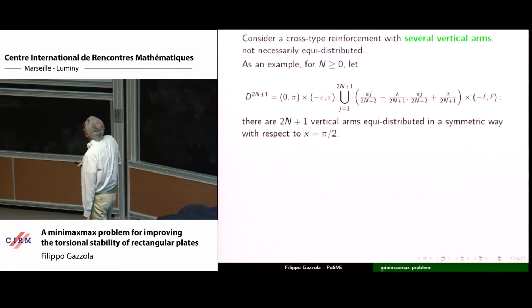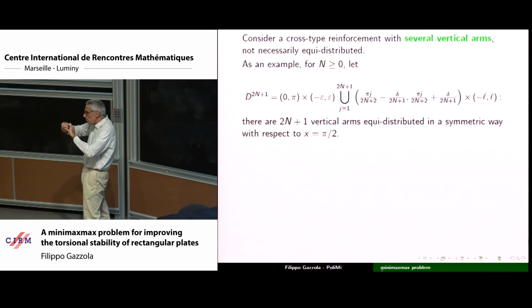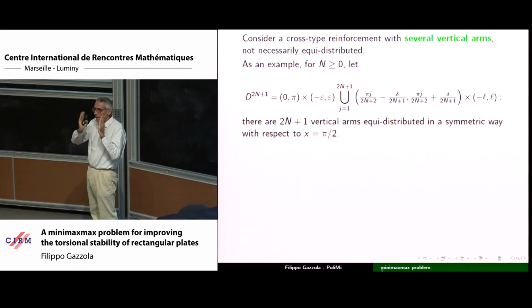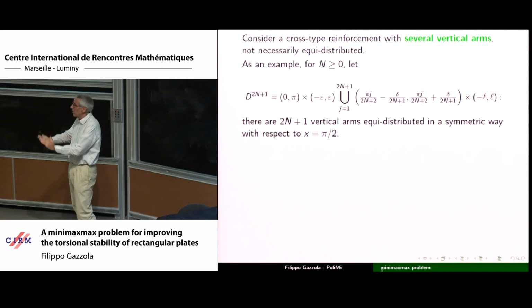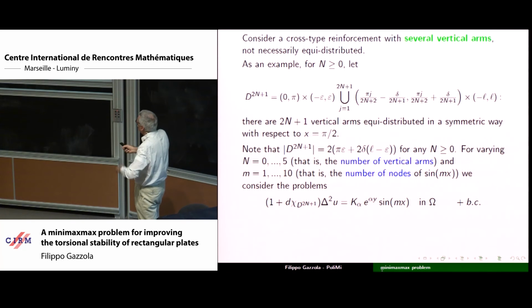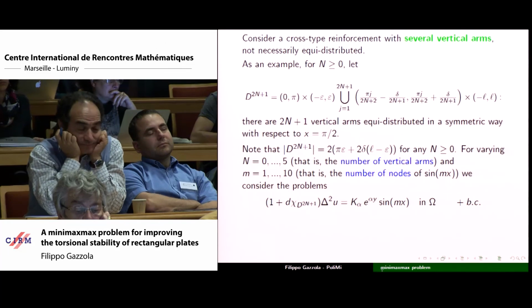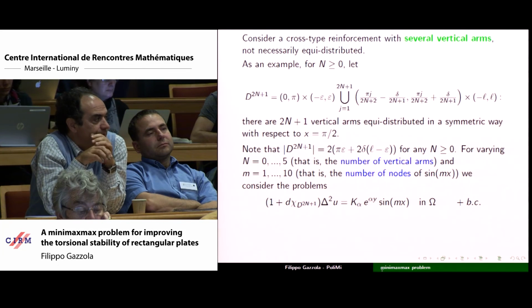What kind of G? Well, we took basically G equals sine nx. So again, looking like a trigonometric function. And then we took many vertical arms. So this is a shape. You have just one middle horizontal arm and many equidistributed vertical arms. Okay? And what we found is... we computed these vertical arms in number from 0 to 5. So 0 is no arms at all, and m from 1 to 10, so sine mx in that direction. And this is the problem that we solved.